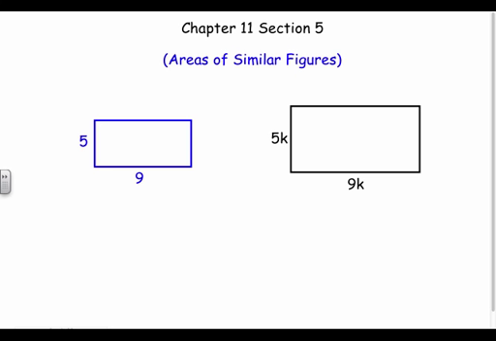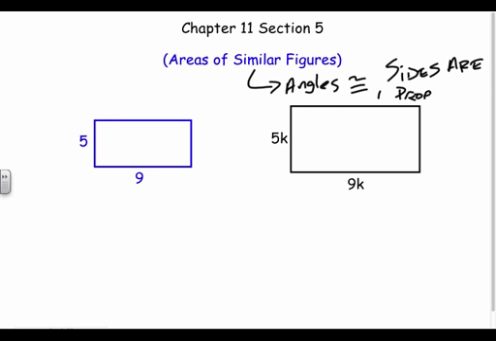Well, we're finally finished with all of our area formulas, but now we've got to talk about how area relates to similar figures. So first of all, the things we know about similar figures is that their angles are congruent and that the sides are proportional. So basically I can set up a proportion between the sides. And just remember that all similar figures have a scale factor, and in this case we call it K.